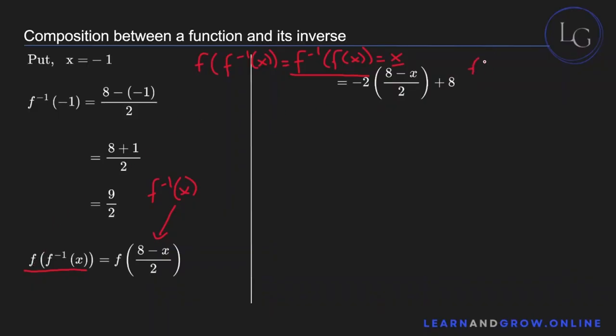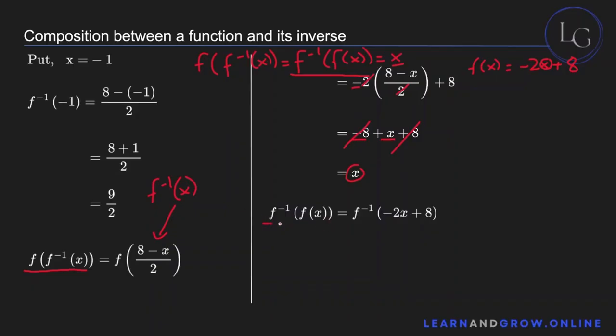If you remember, f of x was equal to minus 2x plus 8. So instead of this x now, you get f inverse of x. So now you have minus 2 into 8 minus x by 2 plus 8. So that equates to x, right? Because you can cancel out this 2 and this 2, and then multiply this minus sign with 8 minus x, so you get minus 8 plus x, and then you can cancel out this minus 8 and this plus 8, so you get x.